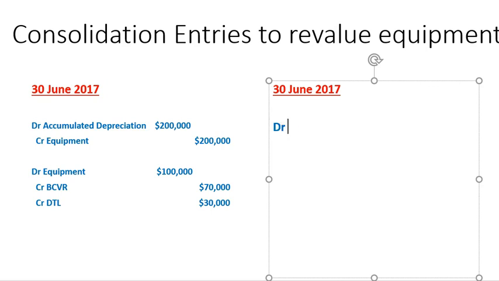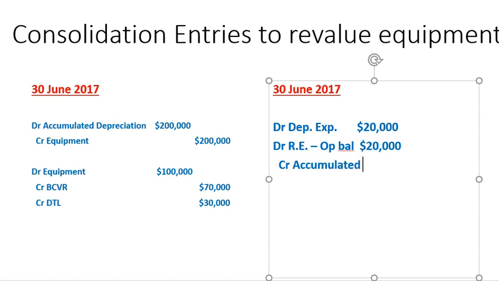So we'll still need to debit the depreciation expense for $20,000, to recognize this year's depreciation. But we still need to recognize last year's depreciation as well. But because expenses are closed to retained earnings at the end of the year, we need to make the adjustment to the opening balance of retained earnings when we're recognizing last year's depreciation. And so then we want to credit accumulated depreciation to recognize the total amount over the 2 years.